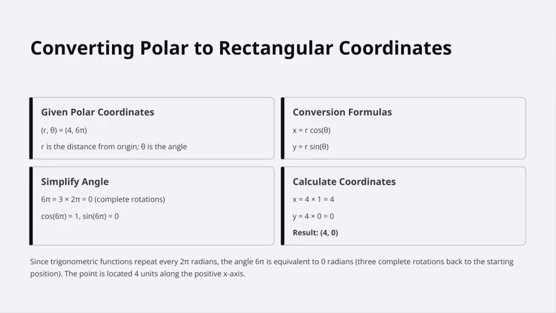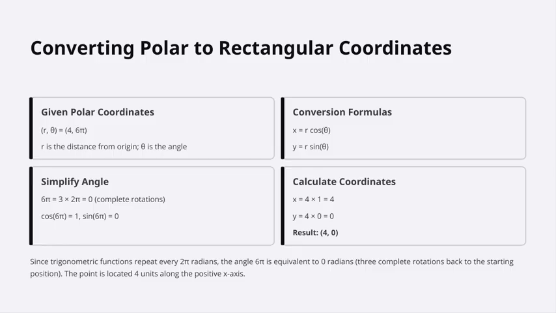Let's walk through converting polar coordinates to rectangular coordinates with this example. We start with the given polar coordinates, which are r equals 4 and theta equals 6 pi. Remember, r represents the distance from the origin, and theta is the angle measured from the positive x-axis. To convert, we use the formulas x equals r times cosine of theta and y equals r times sine of theta. Now, since our angle is 6 pi, we need to simplify it because trigonometric functions repeat every 2 pi radians. Notice that 6 pi is 3 full rotations of 2 pi each, which brings us back to an angle of 0.